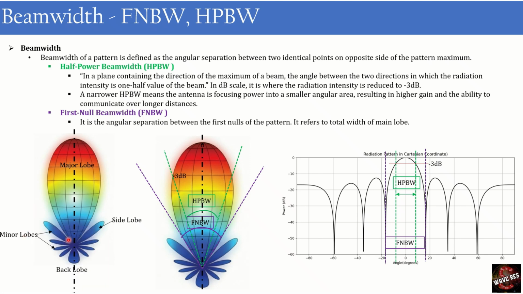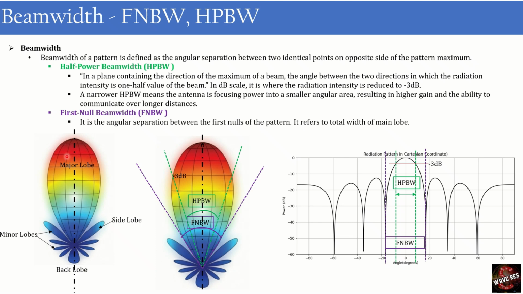If we consider the radiation pattern, we know that it has major lobes and lots of minor lobes. Suppose we are separating this major lobe into two by an axis of symmetry like this. It will look like a symmetric pattern, because most antennas have symmetric patterns. Some antennas will have asymmetric patterns. So suppose our antenna is symmetric and I'm dividing this into two, and here you can see that on the opposite side we have identical points.